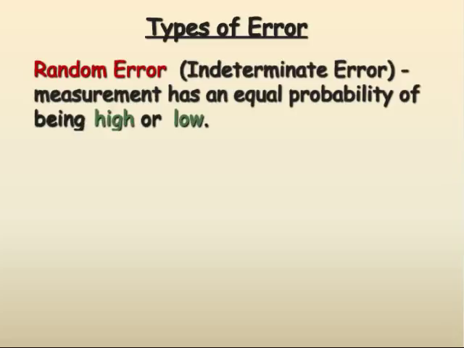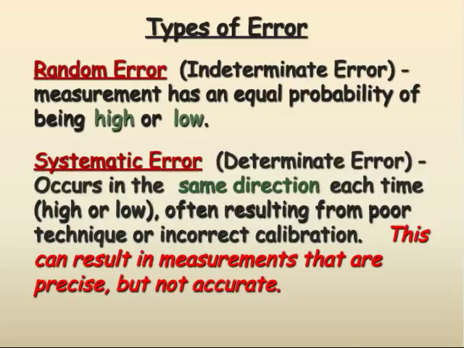So there is a random error, also known as indeterminate error. It's a measurement that has an equal probability of being high or low. You're not really sure what it is. Maybe you don't know the true value. You might have missed high or you might have missed low, but you're not sure. There's a systematic error, and it only occurs in the same direction every time, either high or low, often resulting from poor technique or incorrect calibration. This can result in measurements that are precise but not accurate.